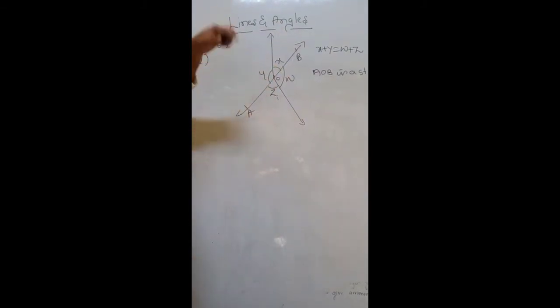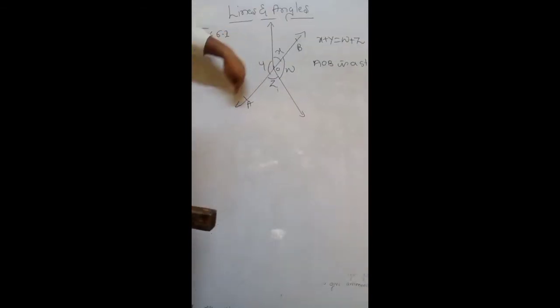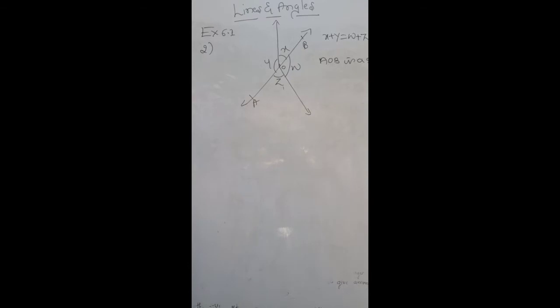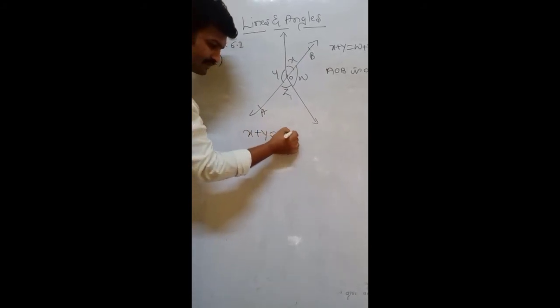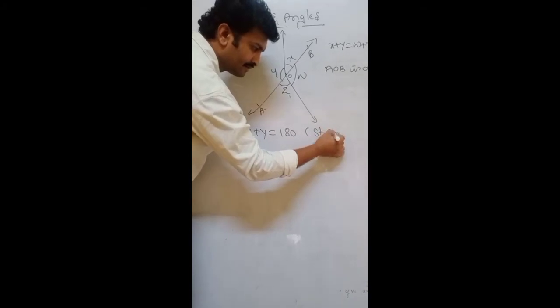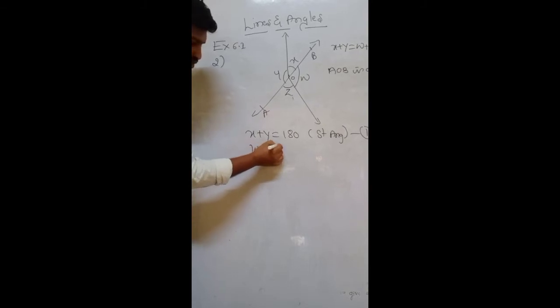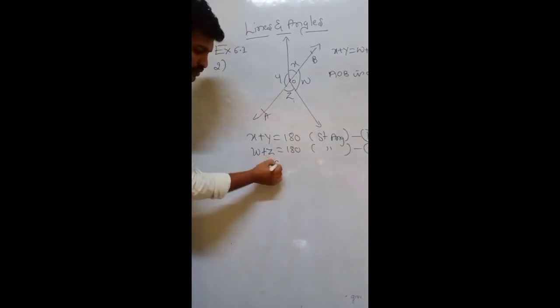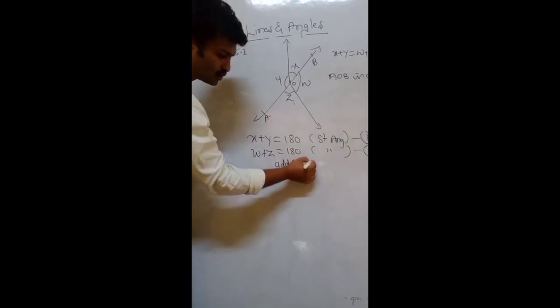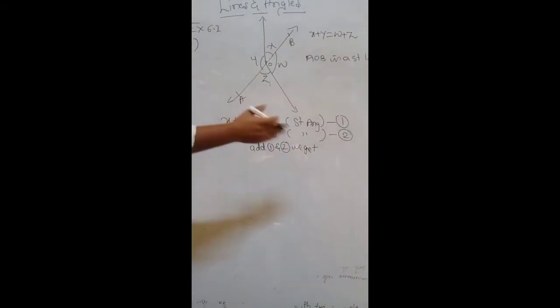It's a very simple question. What we have to prove is that AOB is a straight line. How to show it? First, with the help of the straight angle property, I'll add these two angles. x plus y equals 180, the straight angle; call this 1. And below, this can be written as w plus z equals 180, same reason, straight angle; call this 2. Adding 1 and 2, what will we get? We'll add RHS to RHS and LHS to LHS.